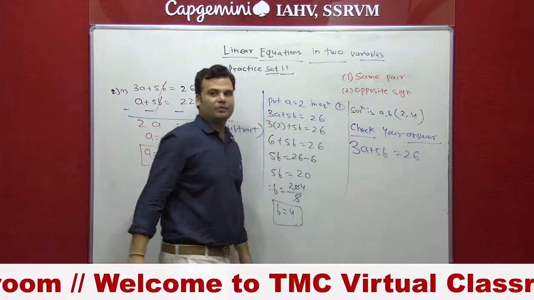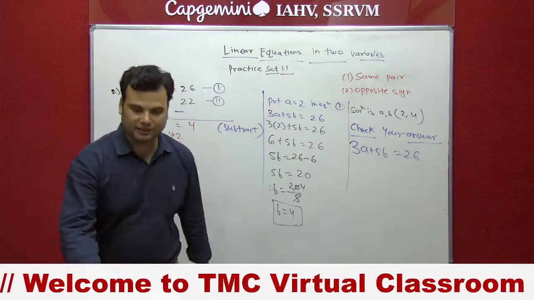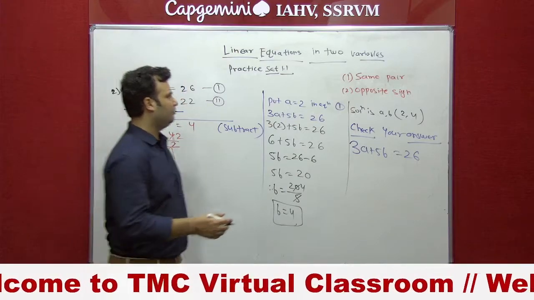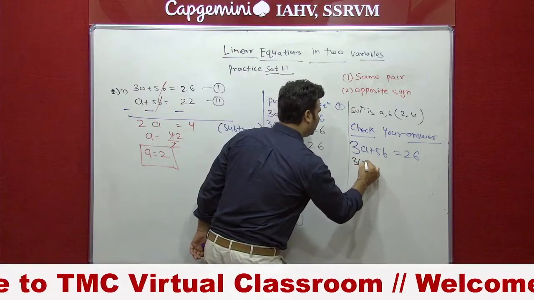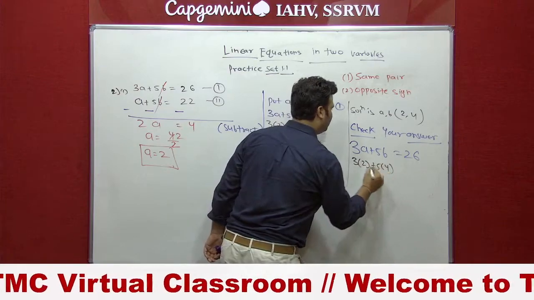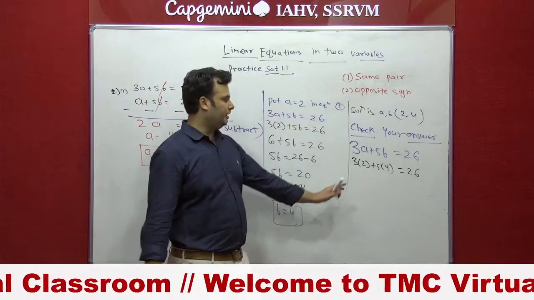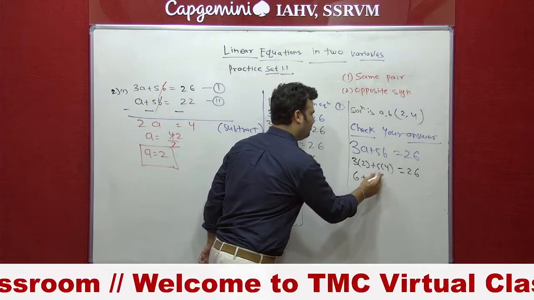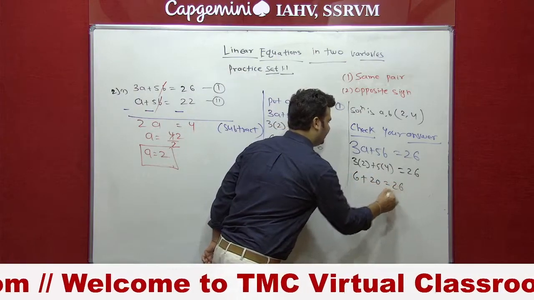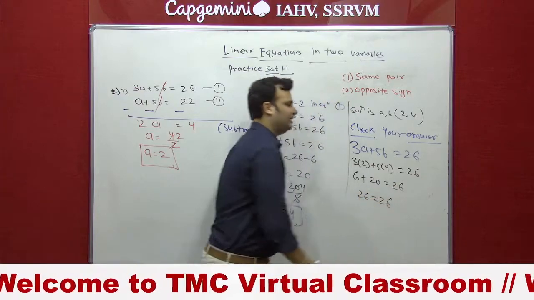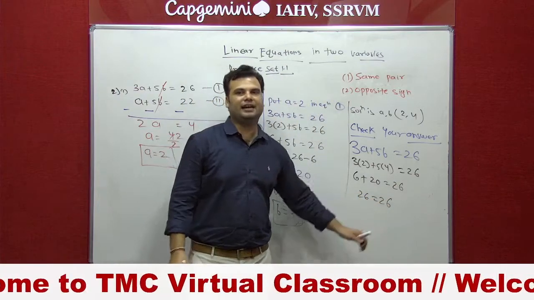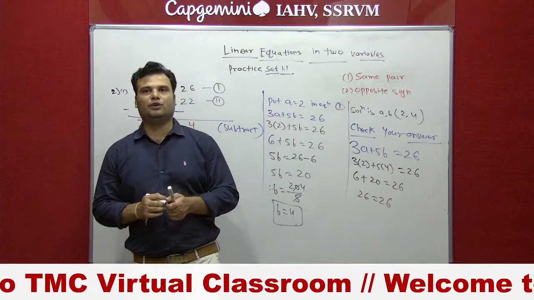Now, if you want to check your answer, in place of a you can put 2 and b 4. So 3 times 2 is 6 and 5 times 4 is 20. 6 plus 20 is 26, and that is 26. So now you can see left hand side as well as right hand side, we are getting the same thing. Means your answer is correct.